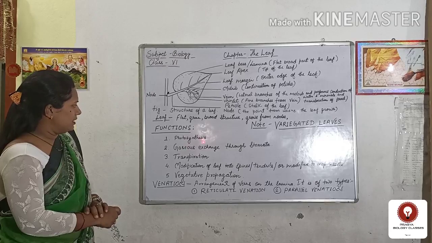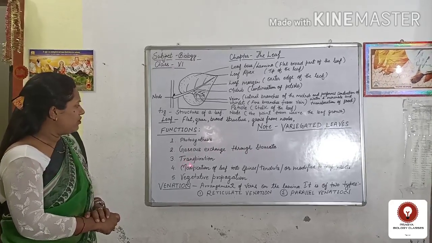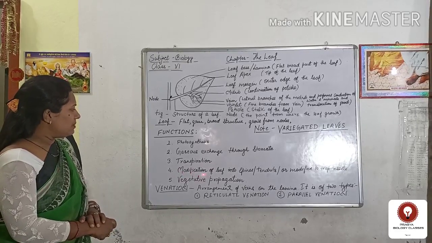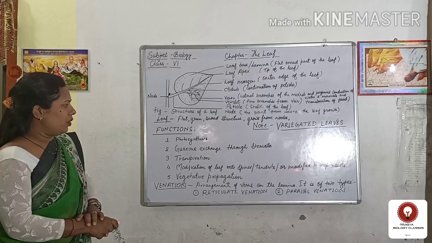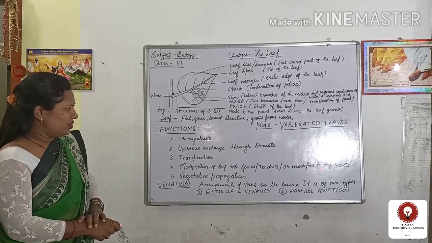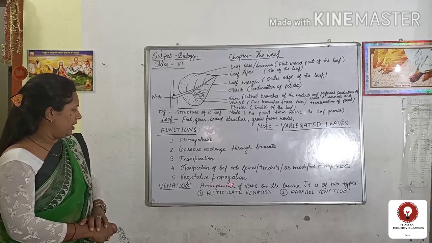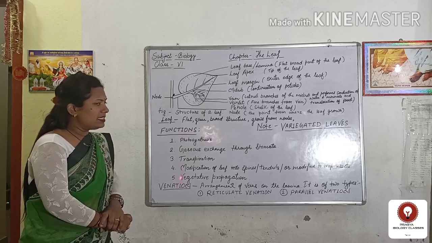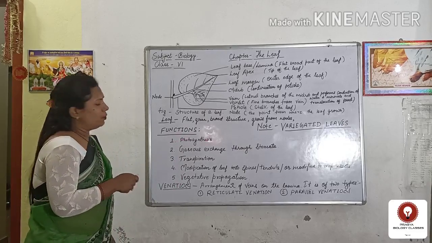The first function is photosynthesis, then gaseous exchange through stomata, and transpiration. Fourth is modification of leaves into spines, tendrils, or modified structures to trap insects. Then the fifth function is vegetative propagation. All these functions I will discuss here in detail. The first one is photosynthesis.